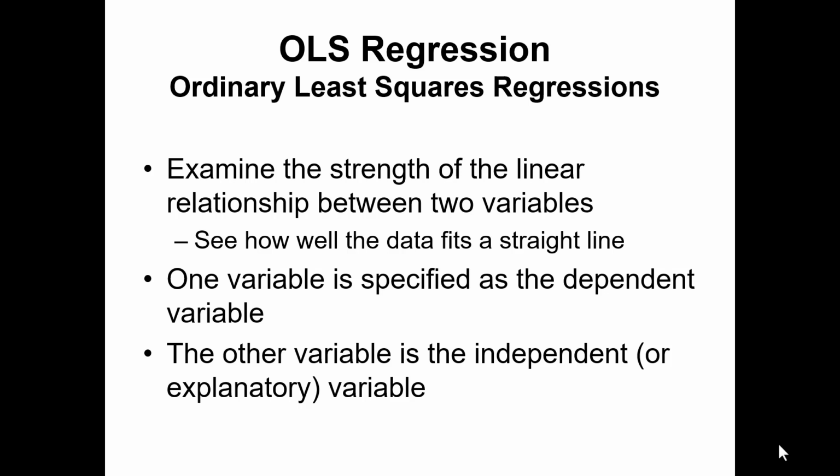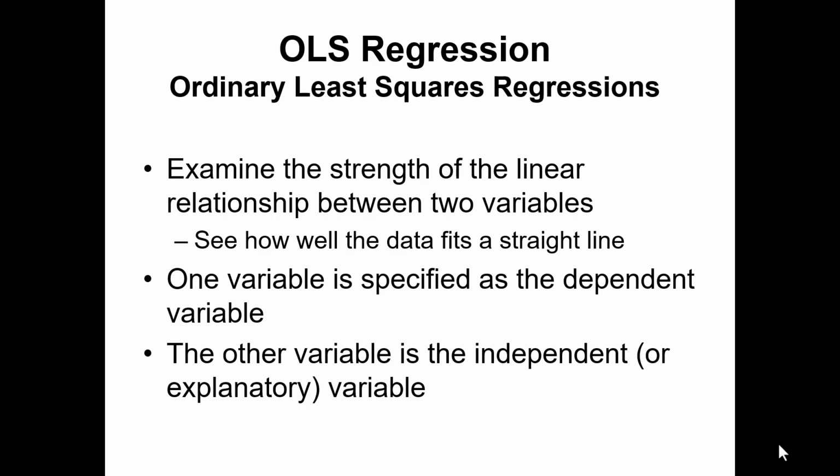And this examines the strength of the linear relationship between two variables. At least the bivariate regression looks at two variables, but multivariate regression also looks at the relationship between two variables while controlling for other variables, but we'll get to that in a moment. One variable is specified as the dependent variable. It's usually the variable that we're interested in, and we want to explain variation in the dependent variable.